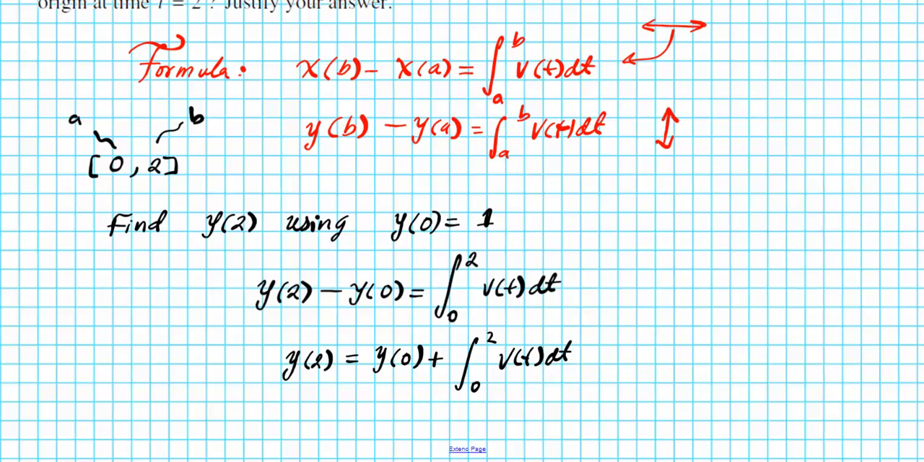So what is y of 0? We already know what that is, right? So y of 0 is 1 plus this integral right here. So we're going to have our calculator do the work for us.